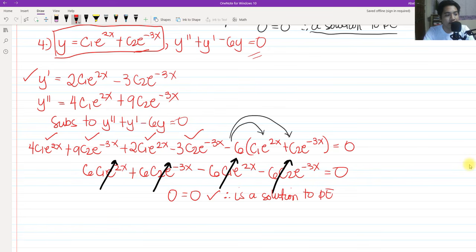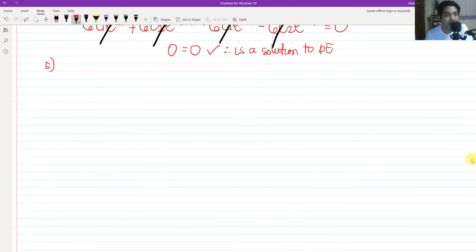Okay, so let's try again number 5. Let's try number 5. So for number 5, we have y equals c sub 1 e raised to 3x plus c sub 2 of x plus c sub 3. To prove that this is a solution to the differential equation y triple prime minus 3y double prime equals 0.